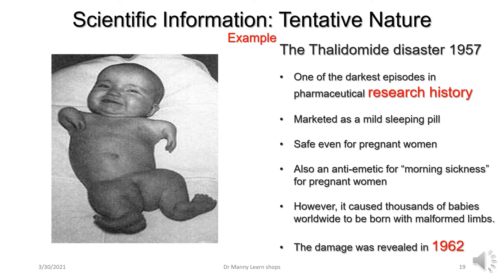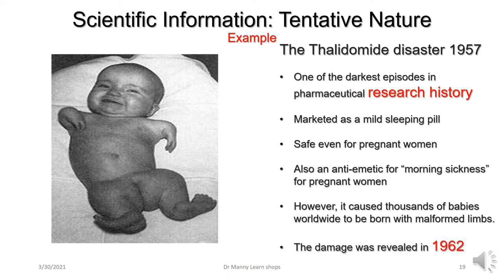Have a look at this. This is what we're talking about when we talk about the tentative nature of scientific information. And this is just an example. The thalidomide disaster in 1957. You probably don't know about it. You're too young. But maybe you do. I don't know. This is considered to be one of the darkest episodes in pharmacological history, or pharmaceutical research history.